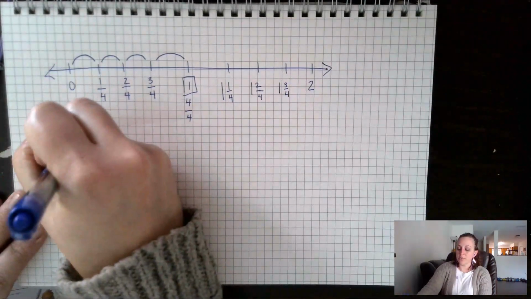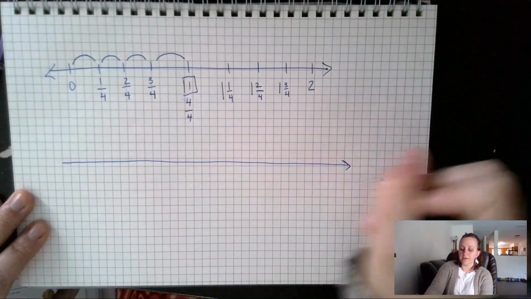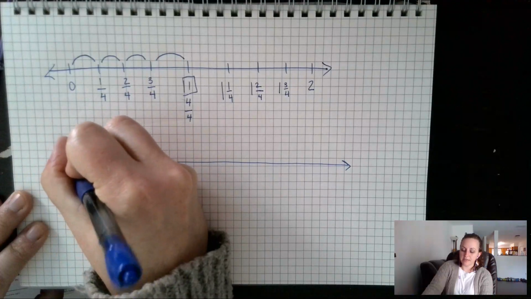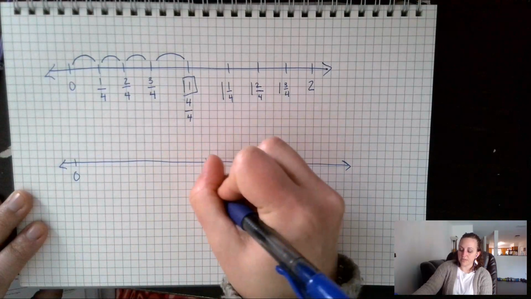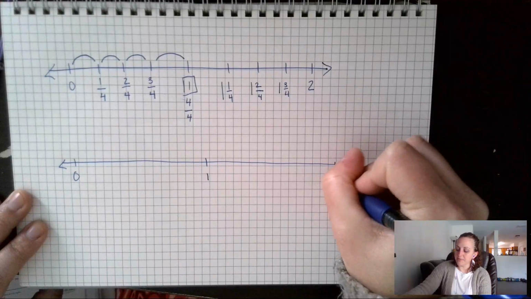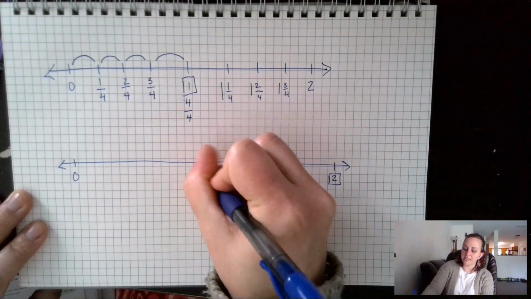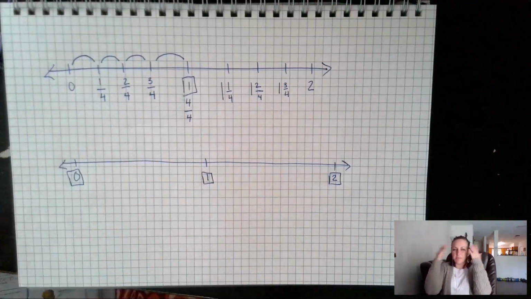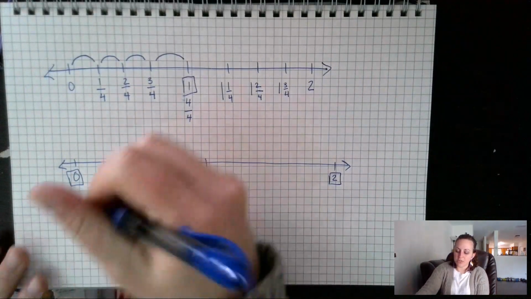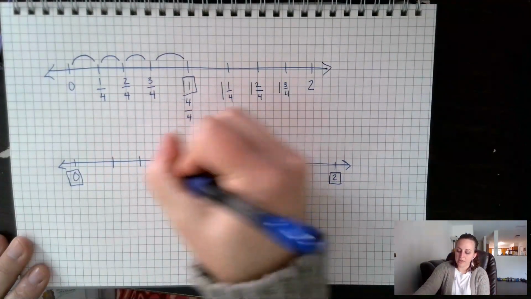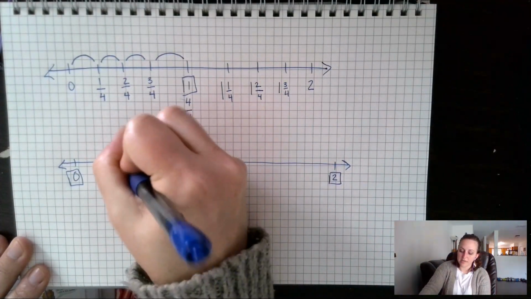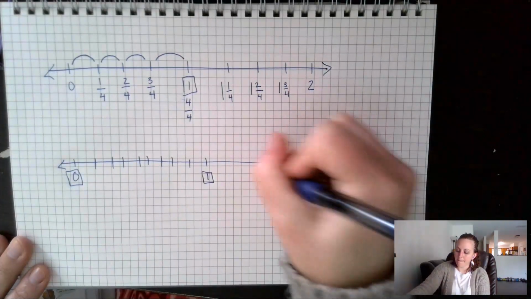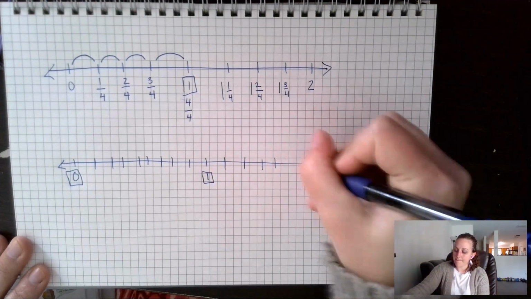Let's look at another one. I'm just going to do the same whole numbers again. Sometimes I like to put my whole numbers in boxes if it's on a piece of paper, because it helps them to stand out a little bit, especially when you have a lot of dashes.